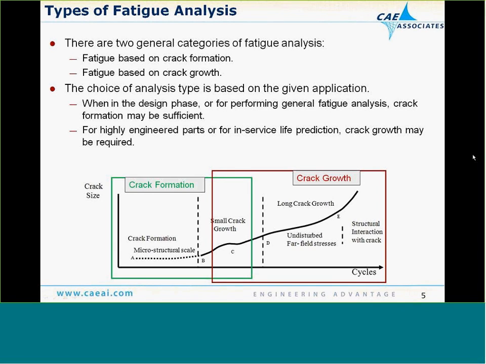The choice of that analysis is based on what you're doing with your analysis. For example, crack formation is usually done in the design phase or when you're just performing general fatigue analysis. Crack growth is normally done for in-service life prediction when there's inspections and we see that we have a crack and we want to determine the remaining life of the part.